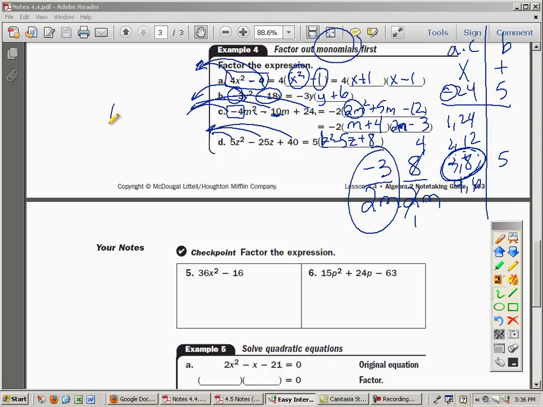So we need two numbers that multiply to make 8 that add to make 5. Well, let's start thinking about factors of 8. 1 and 8, 2 and 4, that's it. And none of those factors add to 5. So that means that this cannot be factored.